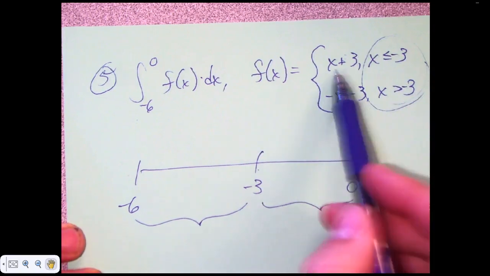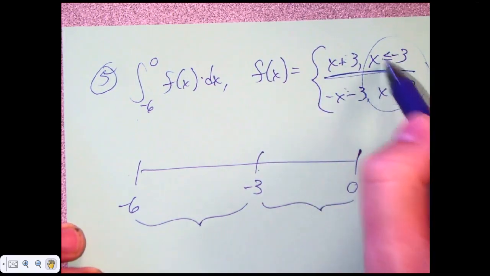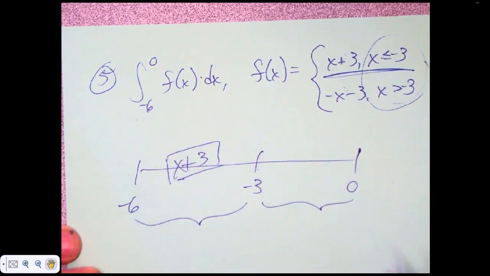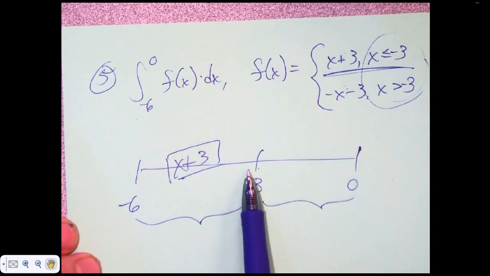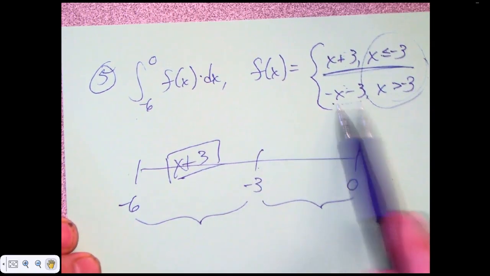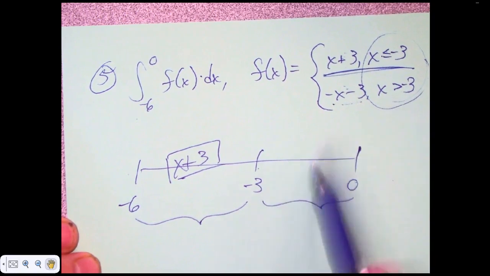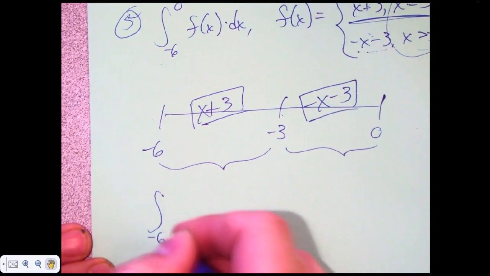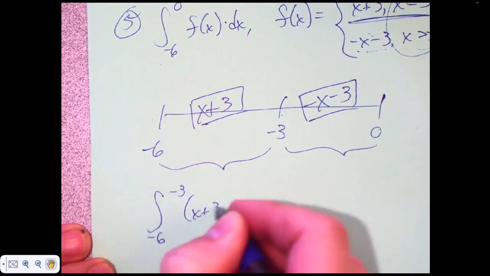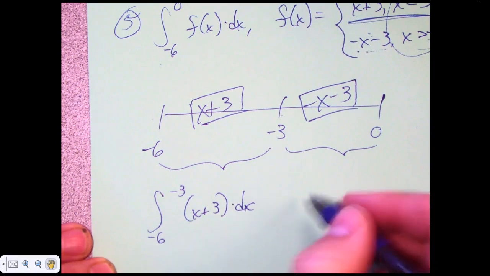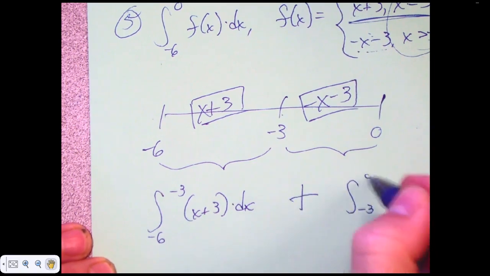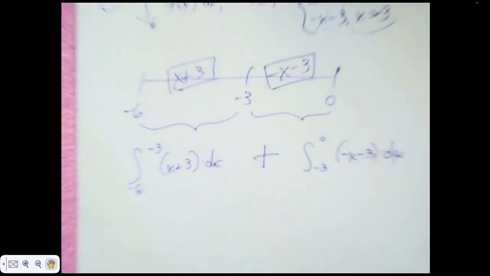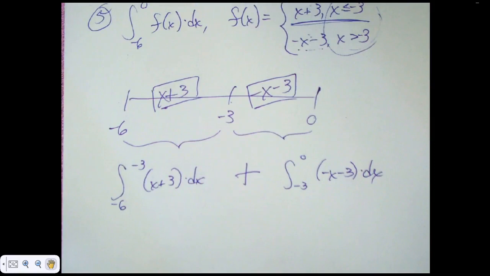So this x plus 3 here, this applies when x is less than or equal to -3. So that x plus 3 is the relevant equation from -6 to -3. And then this -x minus 3 applies when x is greater than -3. So that's the relevant equation for this part. So we're going to integrate from -6 to -3, x plus 3. And we're going to integrate from -3 to 0 of -x minus 3. We're going to work both of those out and add them up at the end.